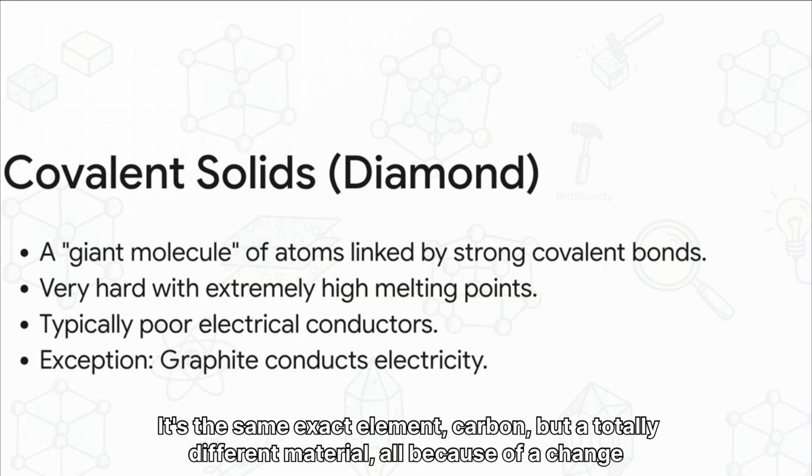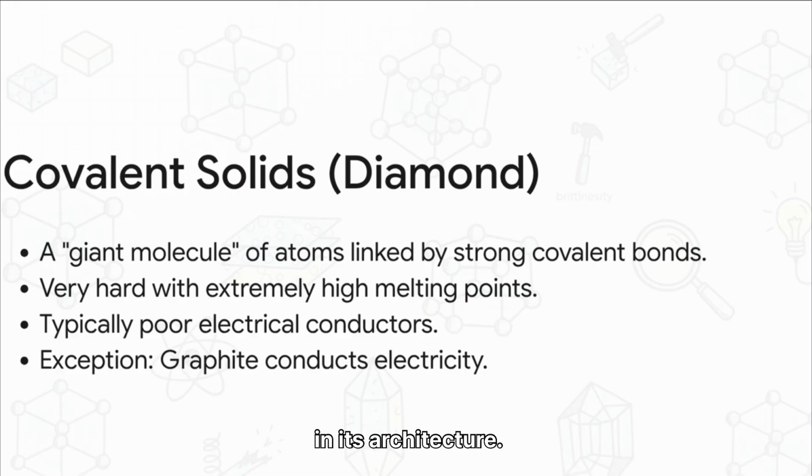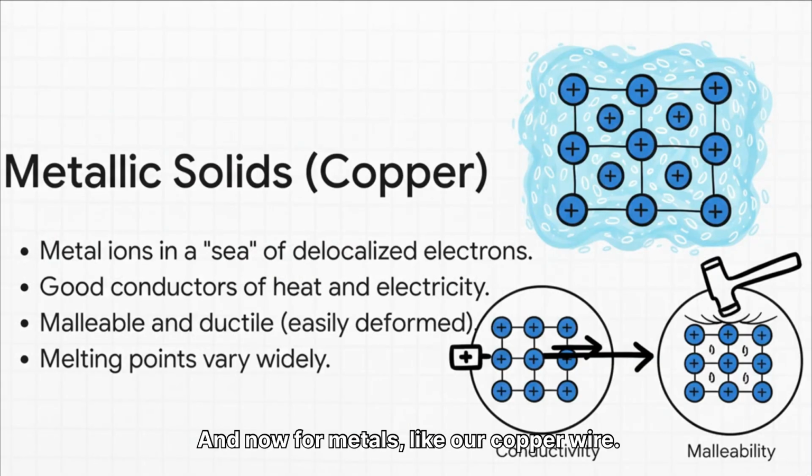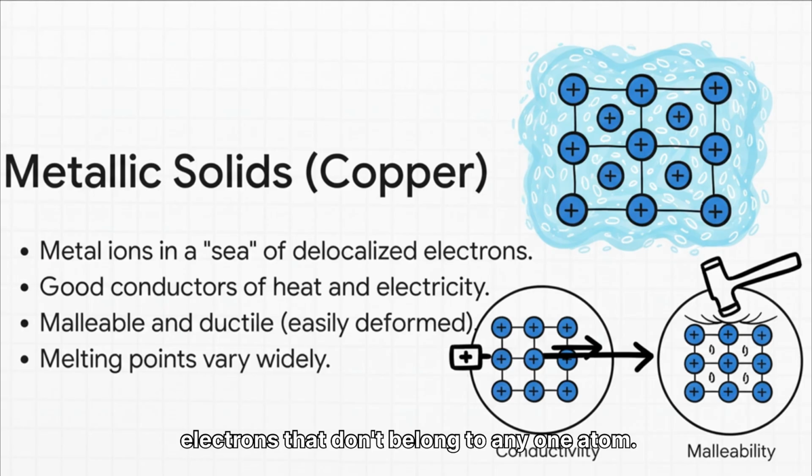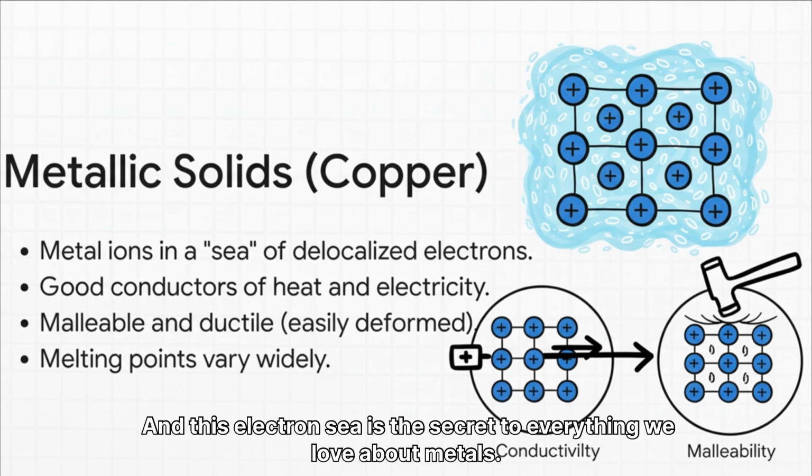It's the same exact element, carbon, but a totally different material, all because of a change in its architecture. And now for metals, like our copper wire. The best way to picture them is a grid of positive metal ions just chilling in a sea of electrons that don't belong to any one atom. And this electron sea is the secret to everything we love about metals.